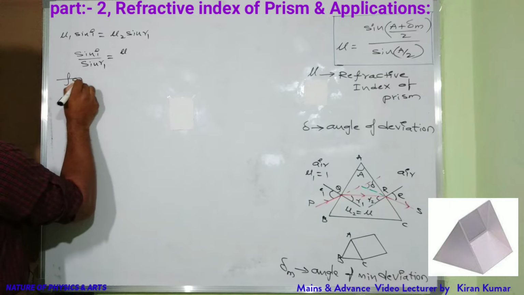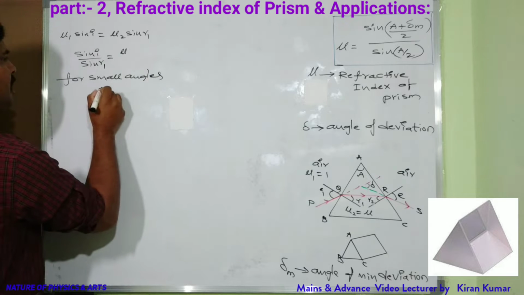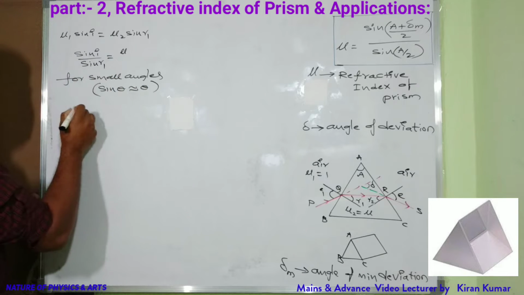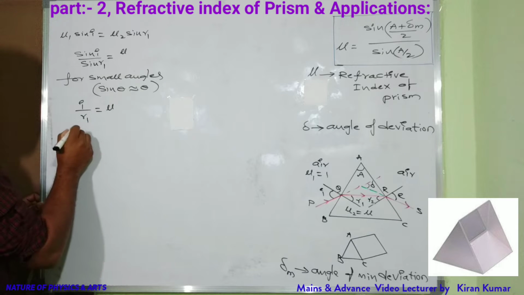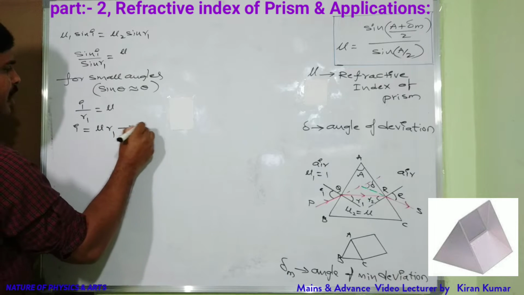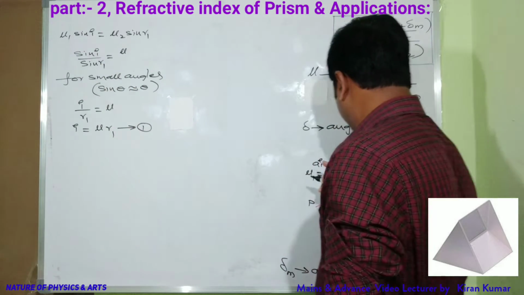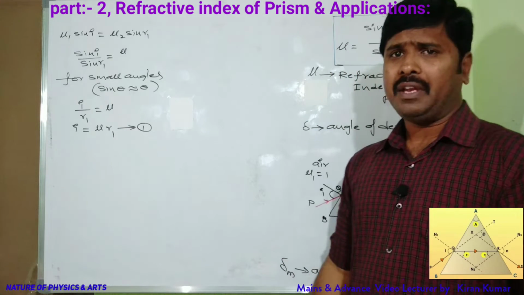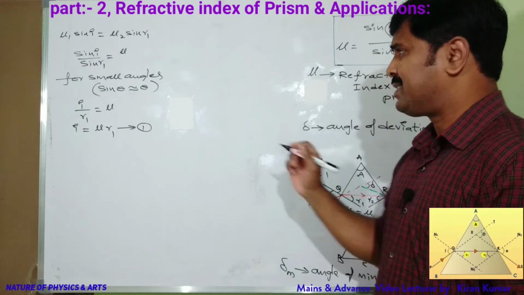For small angles, sine theta is approximately equal to theta, so we can consider here i divided by r1 is taken as mu. Now i is equal to mu into r1, this is equation number 1. Light is traveling from the rarer medium to the denser medium, and from Snell's law the angle of incidence is equal to mu into r1.